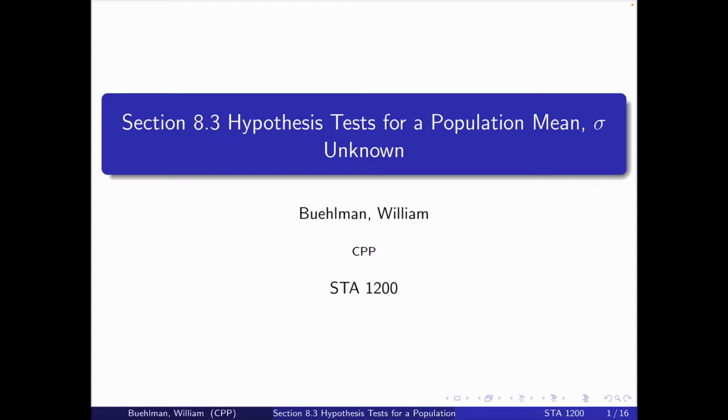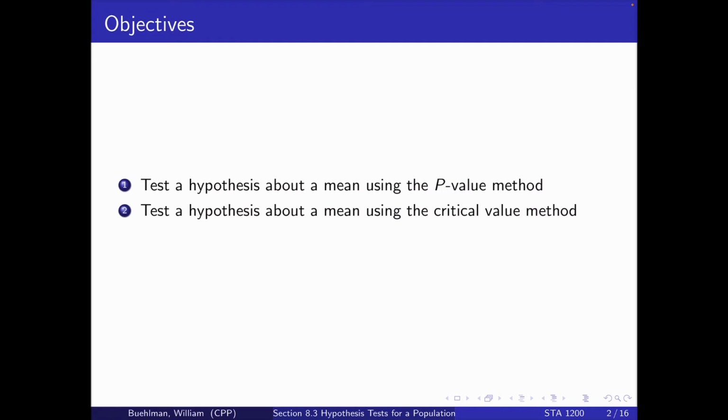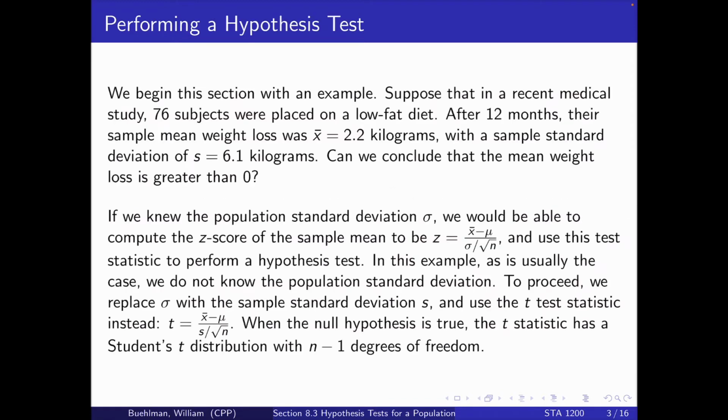I am your instructor William Yeoman, and today we are covering section 8.3, hypothesis tests for a population mean, sigma, the standard deviation, unknown. The objectives for today are to test a hypothesis about a mean using the p-value method, and to test a hypothesis about a mean using the critical value method. We begin this section with an example.